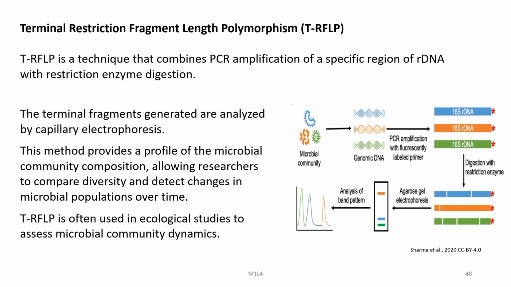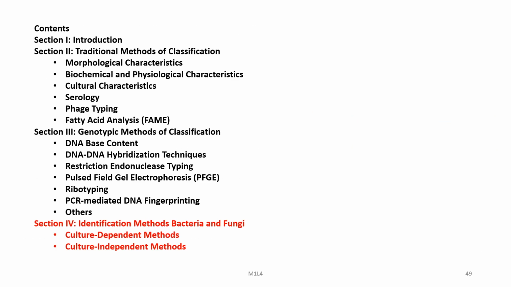Another method is terminal restriction fragment length polymorphism. This combines PCR amplification of a specific region of rDNA with restriction enzyme digestion. The terminal fragments generated are analyzed by capillary electrophoresis. This method provides a profile of the microbial community composition, allowing researchers to compare diversity and detect changes in microbial populations over time. TRFLP is used in ecological studies to assess microbial community dynamics. So, with these we come to the end of the various genotypic methods of classification.